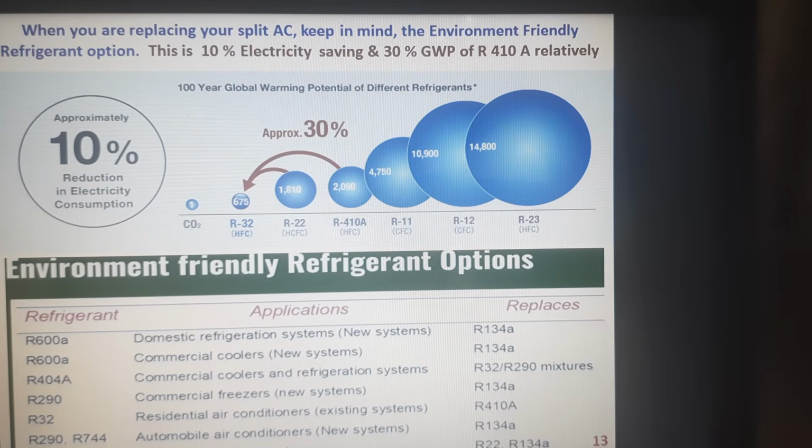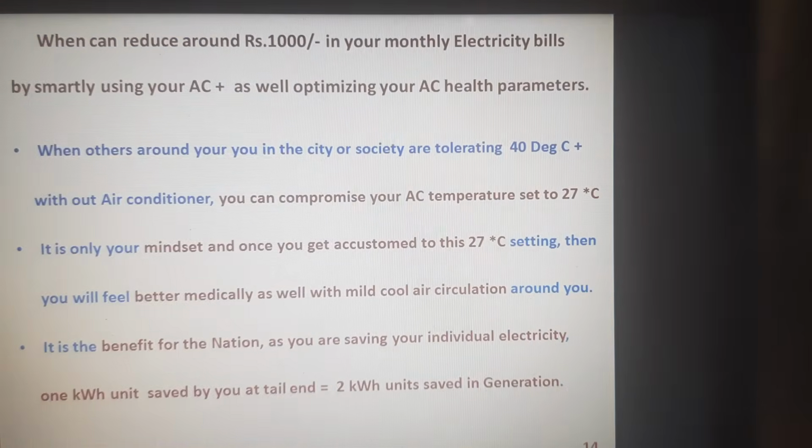So, when you are planning to replace your air conditioner, go for an environment friendly refrigerant option in your air conditioner. So, you can reduce around ₹1000 in your monthly electricity bills by smartly using your AC as well as optimizing your AC safety and health parameters.